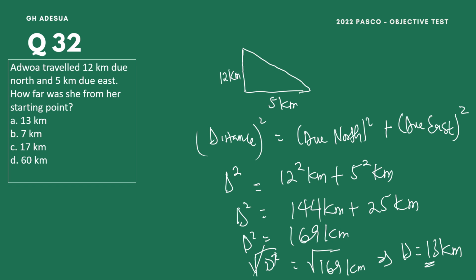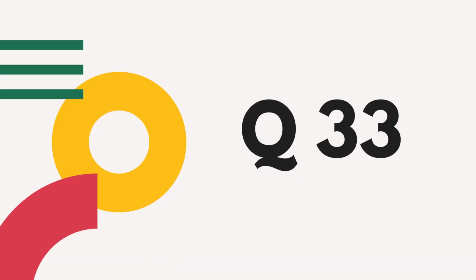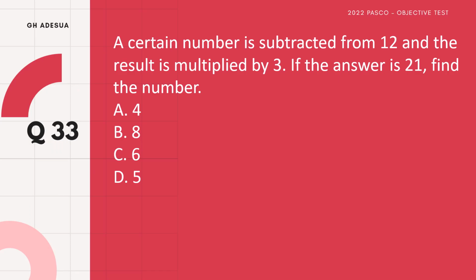So we move on to our next question, the 33rd question. For question 33, it says a certain number is subtracted from 12 and the result is multiplied by 3. If the answer is 21, find the number.